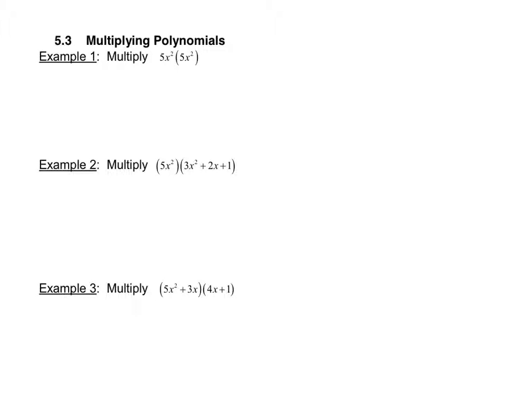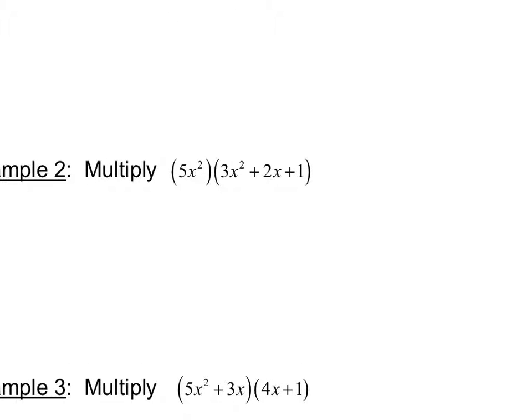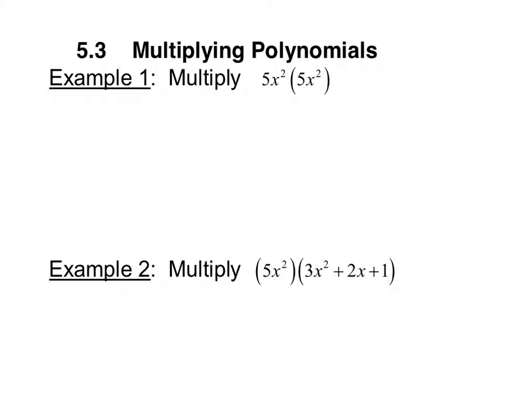Alright, so now we're going on to multiplying polynomials. We talked about addition and subtraction last time, now we're multiplying, okay? So just multiply numbers times numbers, so 25, x squared times x squared, so you add the exponents, so it's x to the fourth.